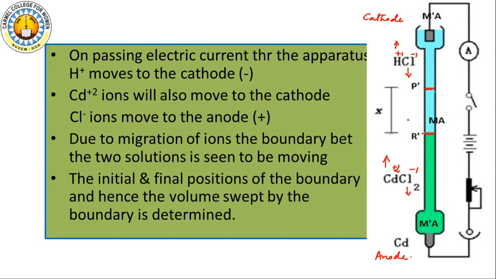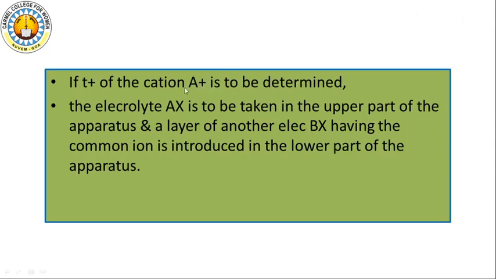This is the length of the tube, which you have to find out by which the boundary has moved. If T plus of the cation, in general we have written A plus, is to be determined, you are finding the transport number. Now in our particular case we have two electrolytes, so we are finding out the transport number of the H plus ions and the Cl minus ions. The other electrolyte is a reference electrolyte.